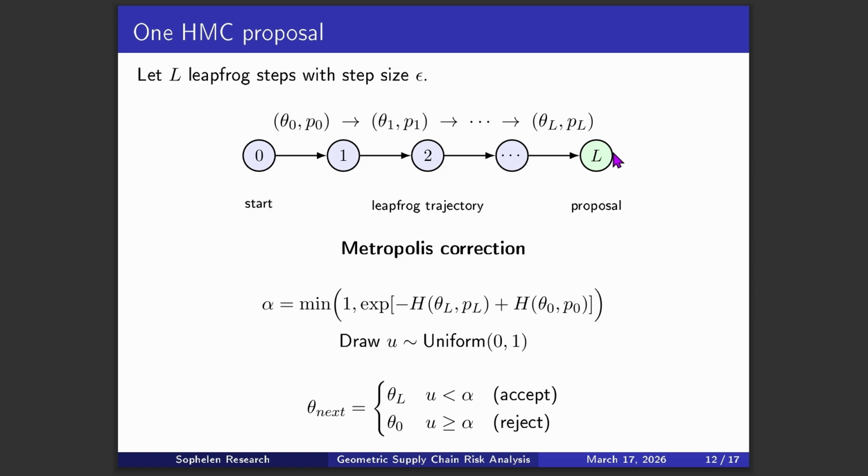Because of that error, we would utilize the Metropolis correction, where this is your alpha, the minimum between one and this ratio, and then we would draw u uniformly between 0 and 1, right? This provides the criterion for whether to accept or not, right? If u is less than alpha, then we accept. But if u is greater than or equal to alpha, then we would reject, right? This is very standard in Monte Carlo.